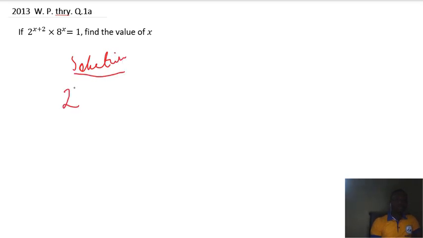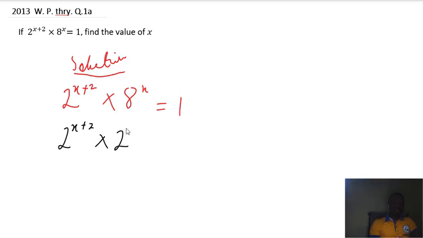We have 2 exponent x plus 2 times 8 exponent x, and is equal to 1. So here 8 can be written as 2 exponent 3. So we have 2 exponent x plus 2 times 2 exponent 3, that one is meant for 8, then it will multiply the x, and is equal to 1. 1 can also be written as 2 exponent 0. We want the base to be the same.